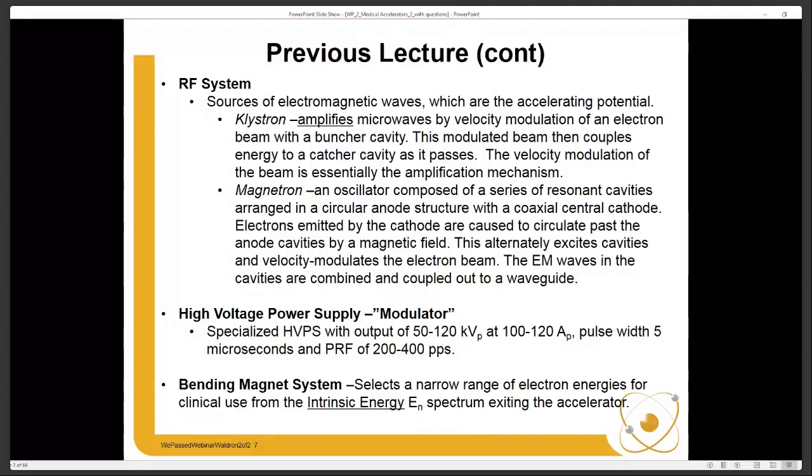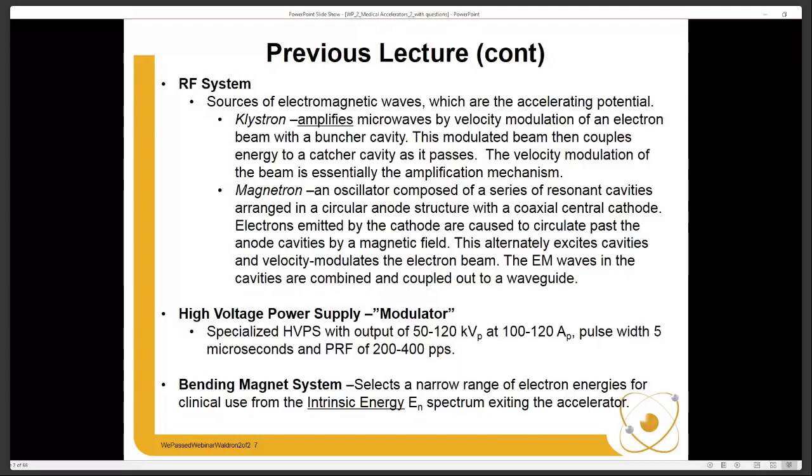Of course, we need some high voltage to operate these devices, and we have what is really just a high voltage power supply, often called a modulator. The modulator generally has an output of between about 50 and 120 kilovolts peak at anywhere between 100 and 120 amps peak. What is important is that we have a pulse width of about 5 microseconds and a pulse repetition frequency of 200 to 400 pulses per second. Now, these are kind of soft numbers. There's some variation with manufacturer and design, but they're generally within this range.